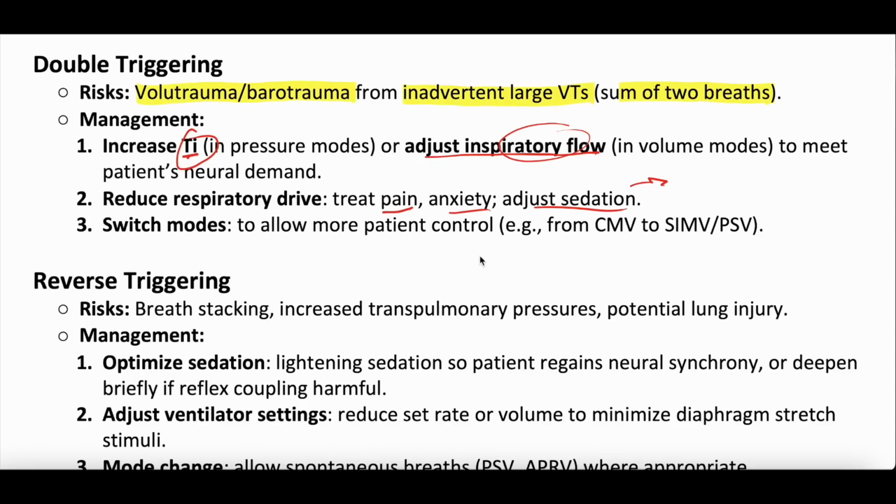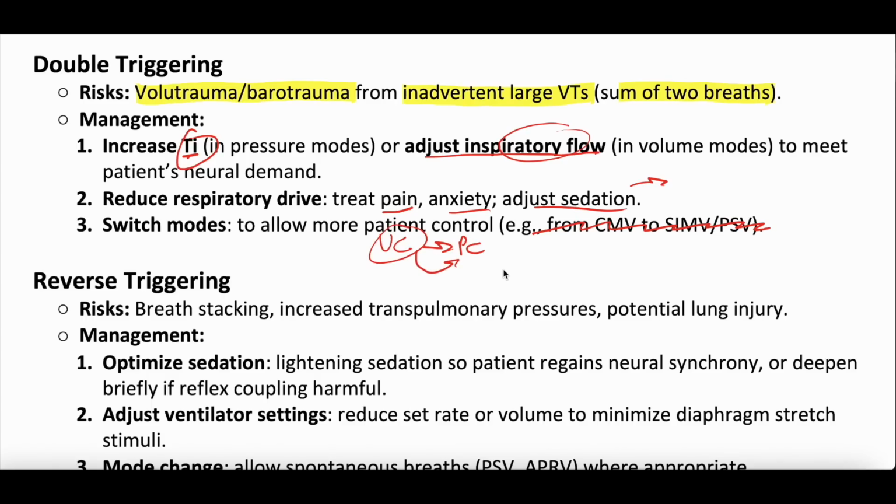You can switch modes. Again, we don't really use these much, but sometimes if you switch from volume control to pressure control, it liberates flow a little bit. Patients can kind of determine their own flow. So if patients are having a lot of double triggering or flow starvation in volume control, if you switch them to pressure control, they tend to like that better.